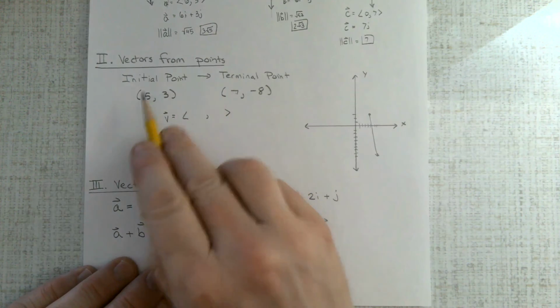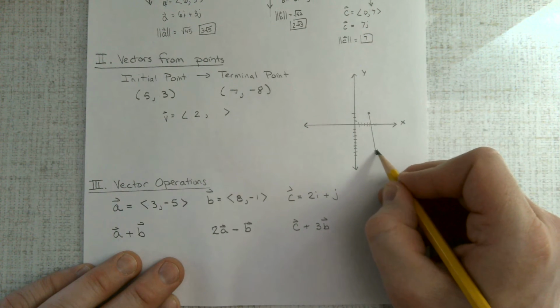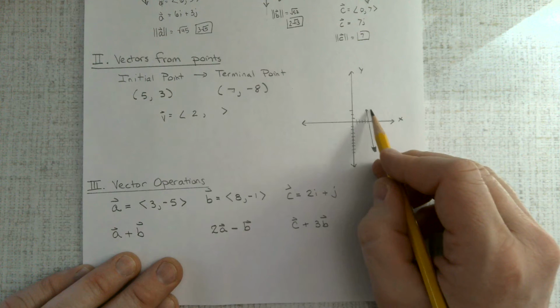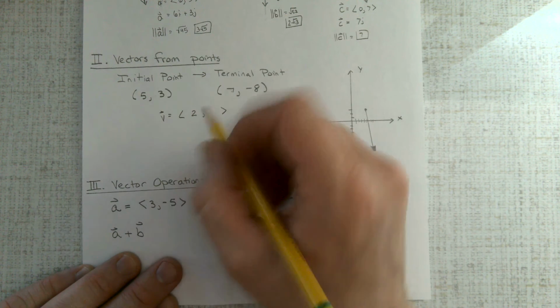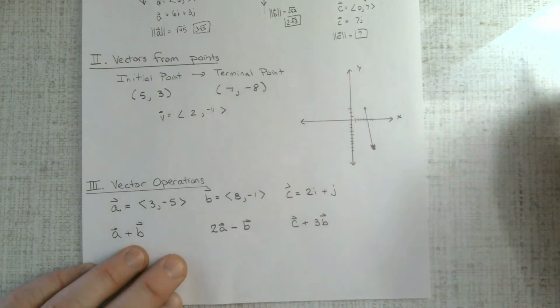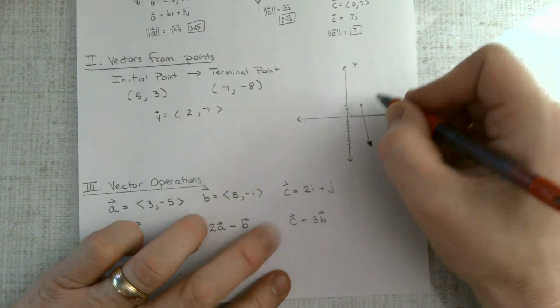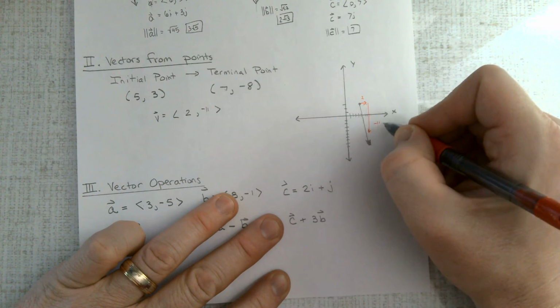So 7 minus 5 is 2, and you can see those two steps. We're moving 2 spaces to the right. And -8 minus 3 is -11, so we're going down 11 steps. That's 2 steps to the right and 11 steps down.